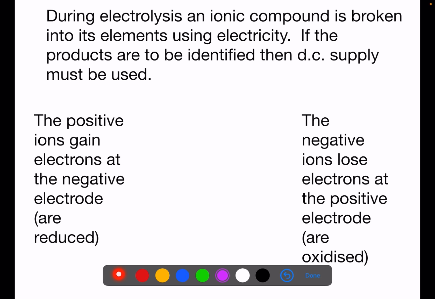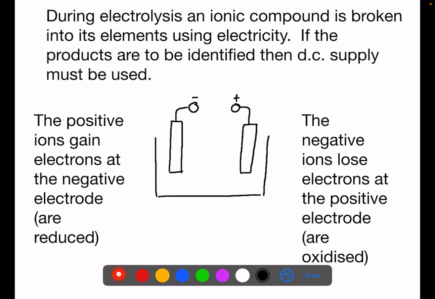If the compounds are to be identified, we need to use a DC supply. This is direct current. This means that you will find one element formed at each of the electrodes. We're going to draw this as a diagram. So here we have 2 electrodes. This one is the negative electrode, and this one is the positive electrode. These electrodes are dipped into either a solution or a molten ore. So this is our ore here, which will be made of an ionic compound.